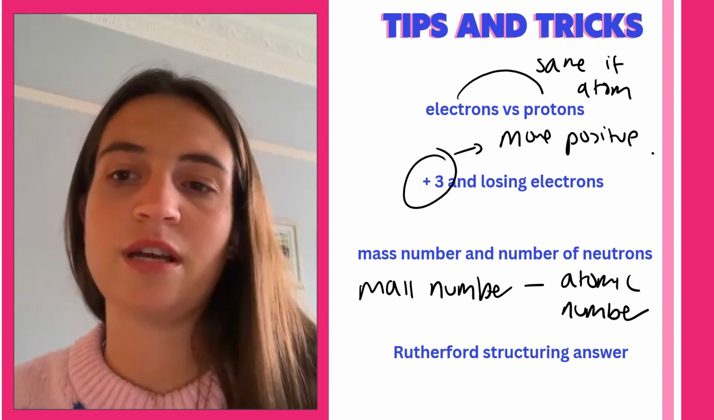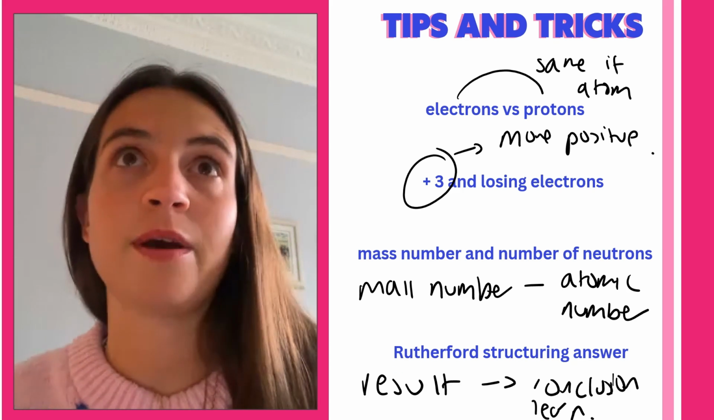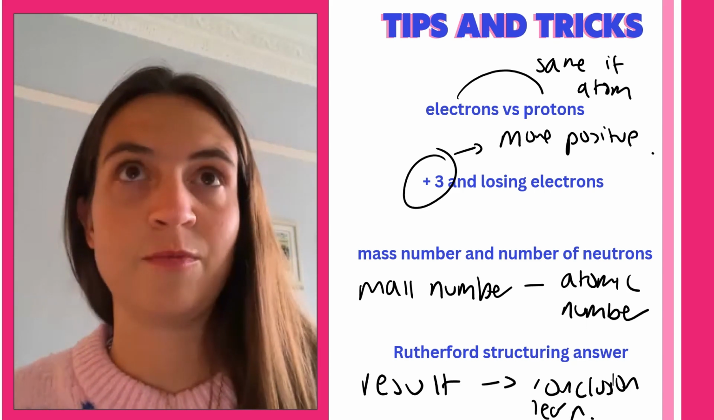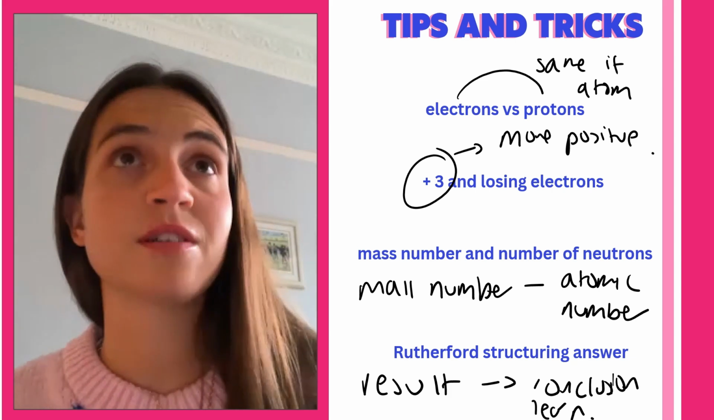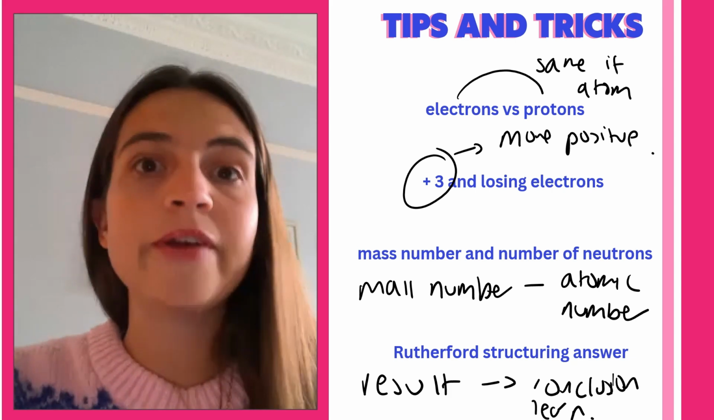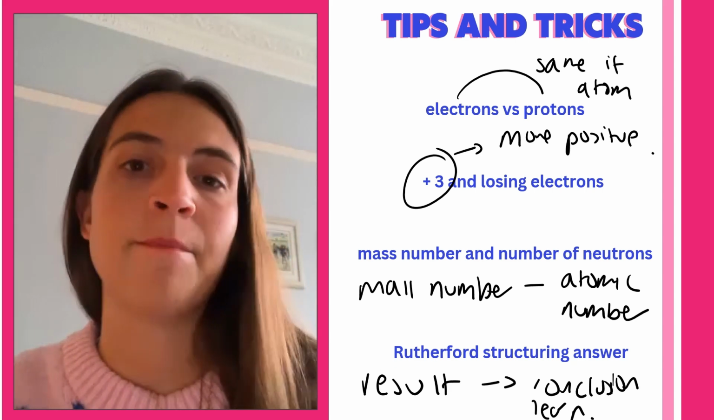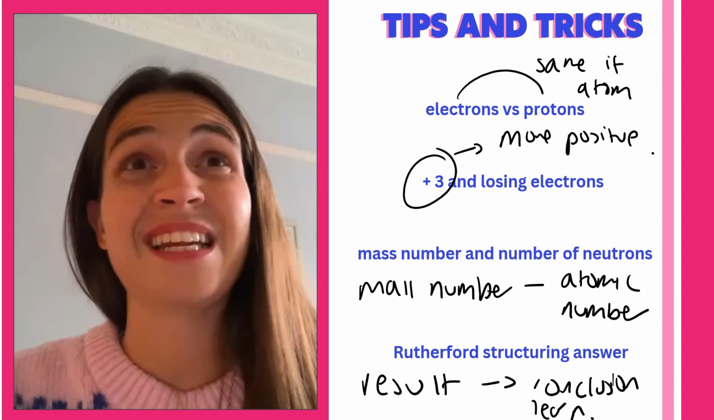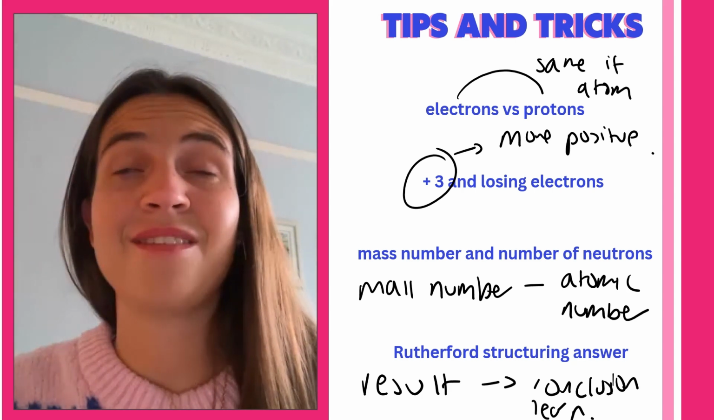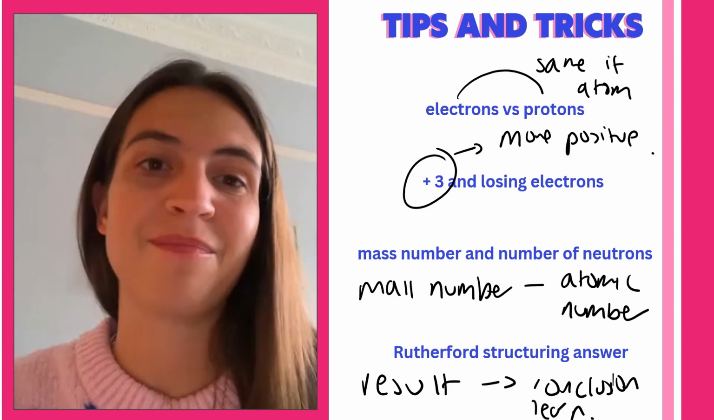And Rutherford structuring answer. If you are asked a question about the Rutherford scattering experiment, you should learn the 3 results and you should learn which conclusion you can draw from each of those results, just like the example that we've just done, and basically learn that as something that you could regurgitate in your exam if you needed to.